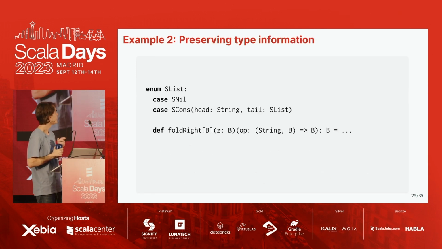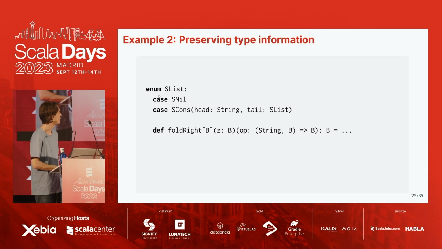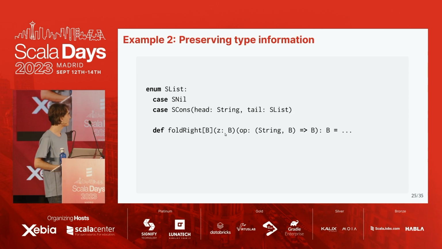Okay, on to the second example of why polymorphic functions might be useful. I'm going to show you a list implementation very similar to the Scala standard lists, except using the enum syntax, but that's just a detail. And the list only contains strings to keep things simple. It has a foldRight method, which is the usual one.